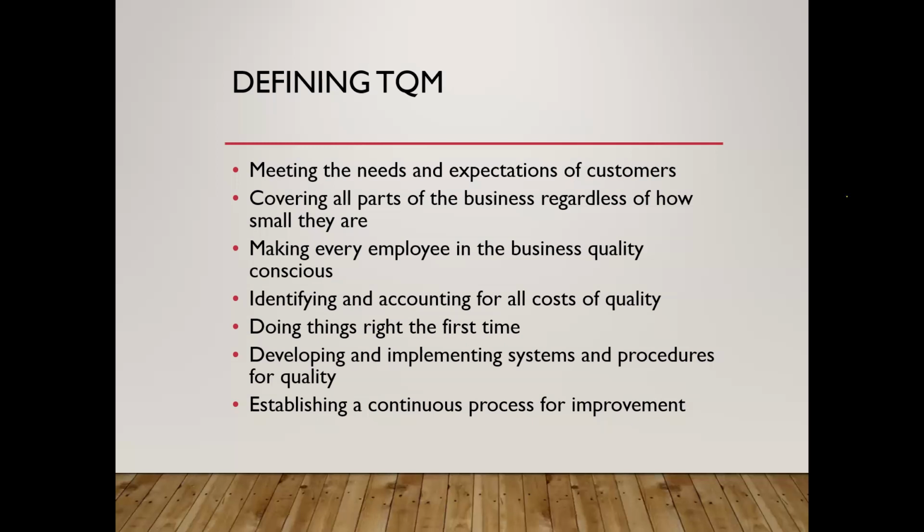Then establishing a continuous process for improvement, okay? Making sure that on a continuous basis, you are putting in measures to ensure that there is continuous improvement. There is no particular point in time where you say that now we have arrived. If you look at a company like Toyota, they practice TQM. So every time Toyota is coming out with a new model, they are always improving on their previous version. The same applies to tech companies like Microsoft and Apple. They are always improving on the previous version of the Apple phone or Microsoft computer.